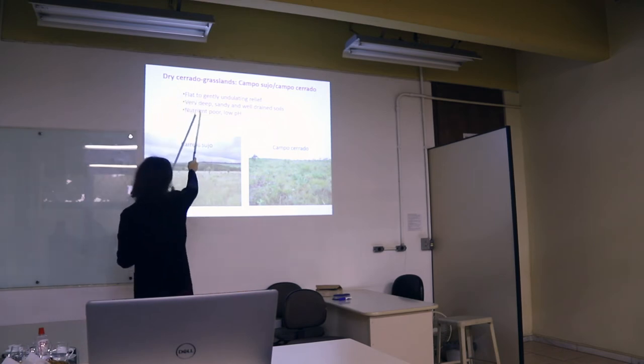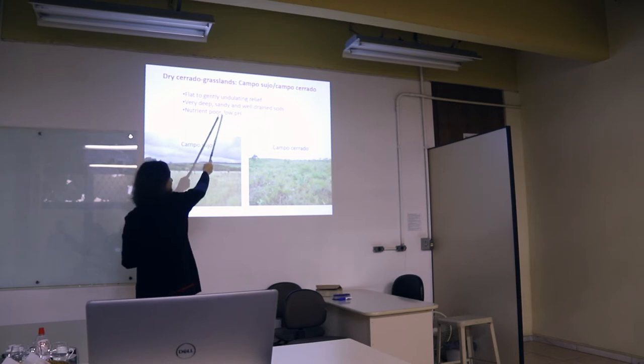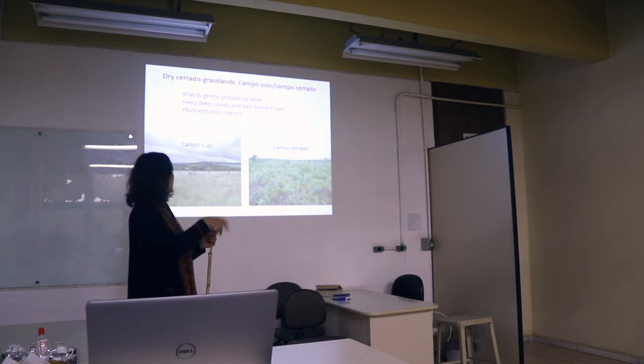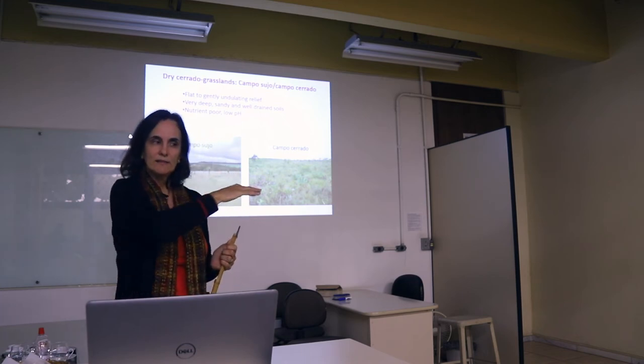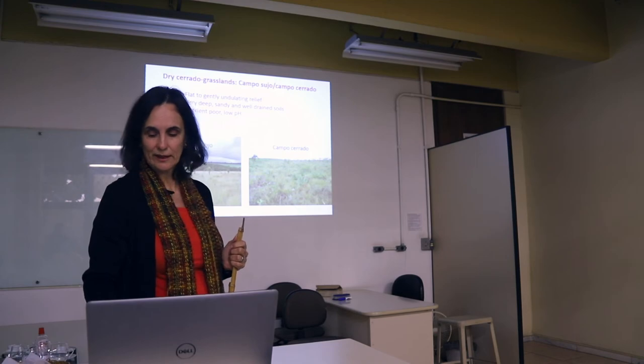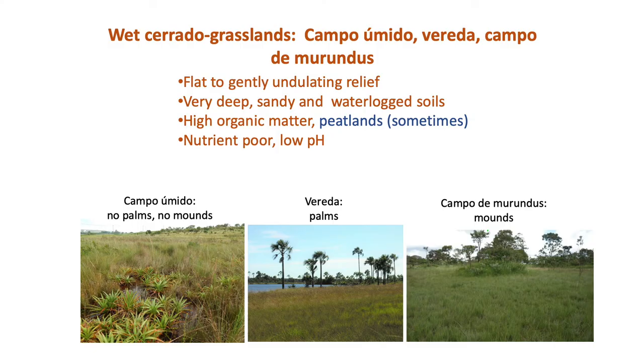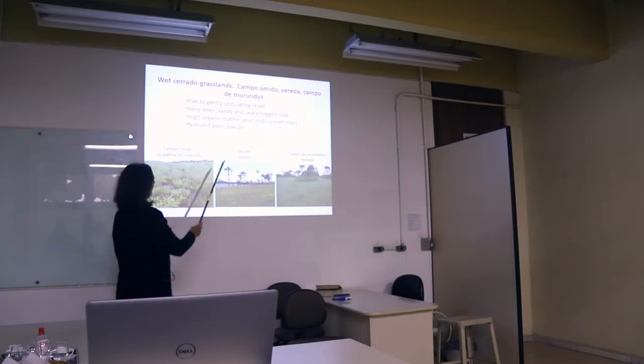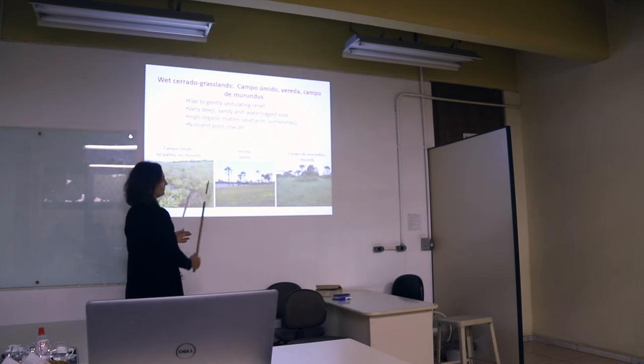Always very deep, mostly sandy and well-drained soils. Nutrient poor, low pH, and in soft or gently undulating relief. And then come the lovely wet grasslands that are Campo Úmido, Vereda, and Campo de Murundus.